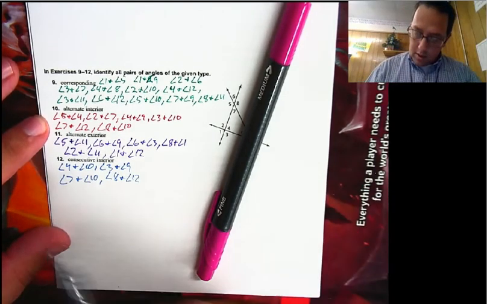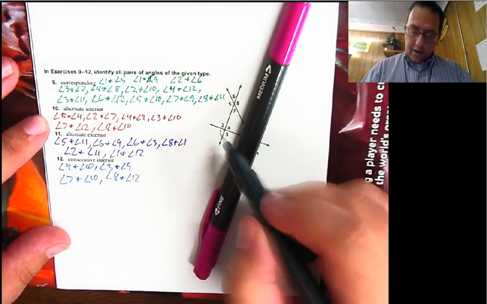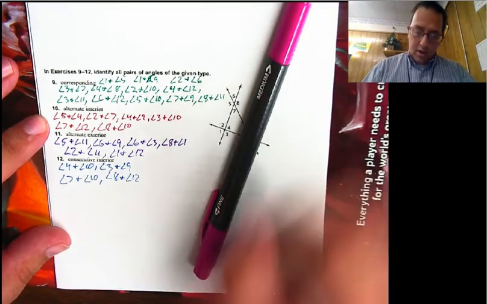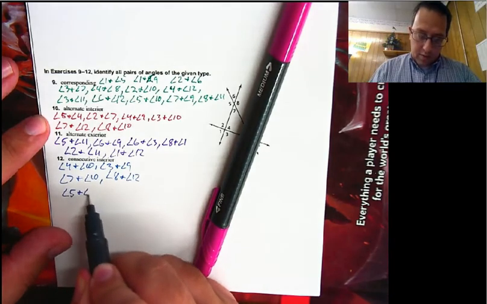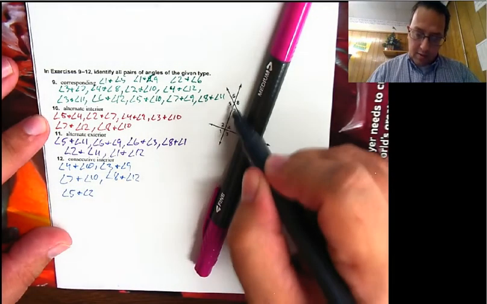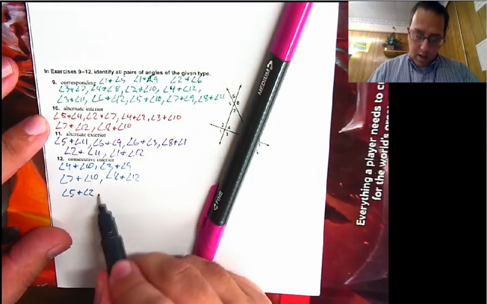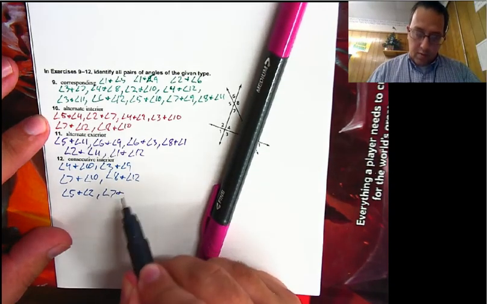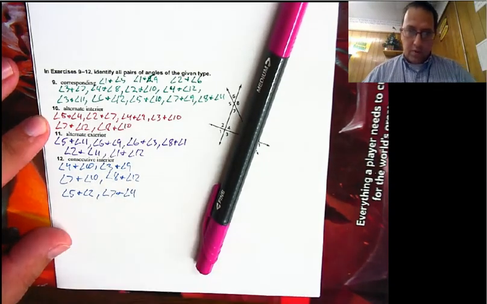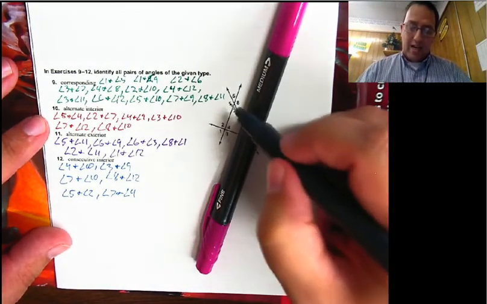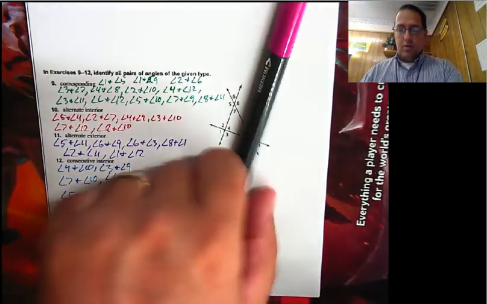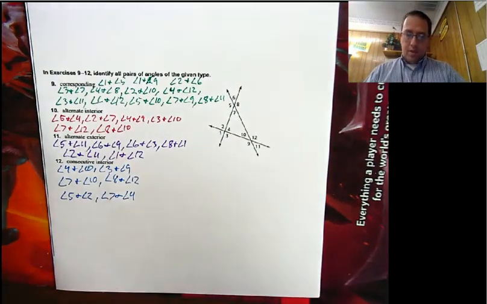All right, so let's see here. We're looking at 7, 5, 2, and 4. We want the ones on the same side, so angle 5 will match up with angle 2 because they're on the same side of the transversal. And angle 7 will match up with angle 4 because, again, they're on the same side of the transversal and they're both inside the two lines that are getting cut by the transversal. All right. And so there it is.